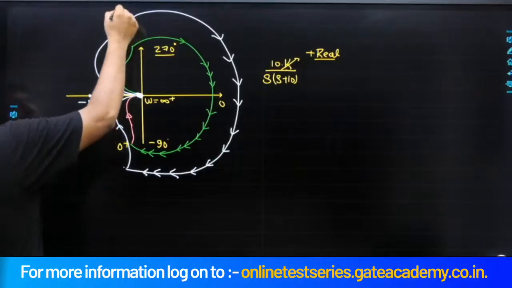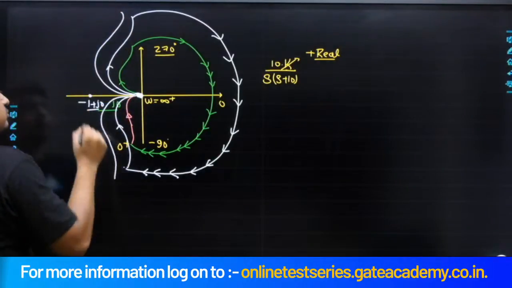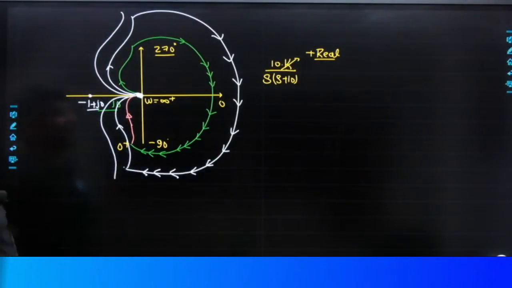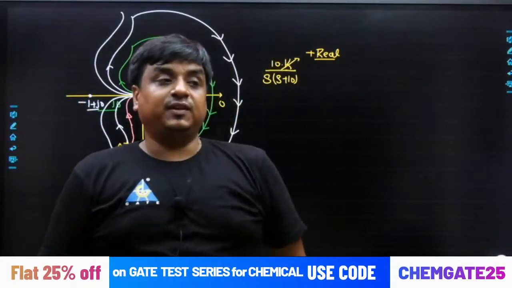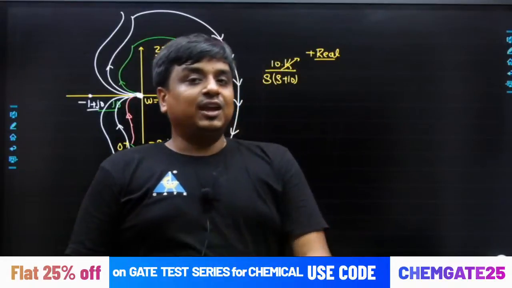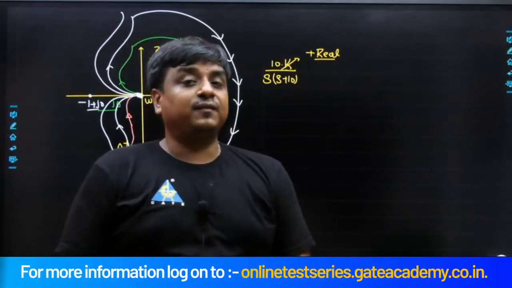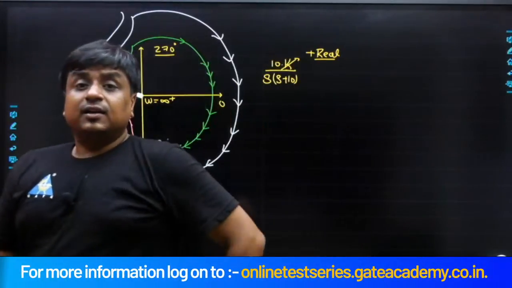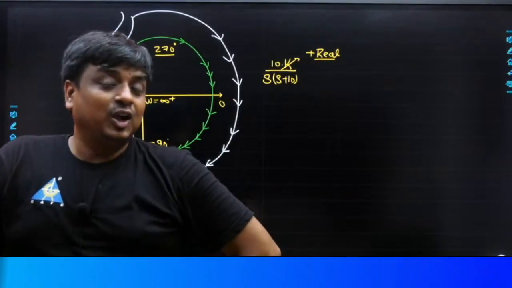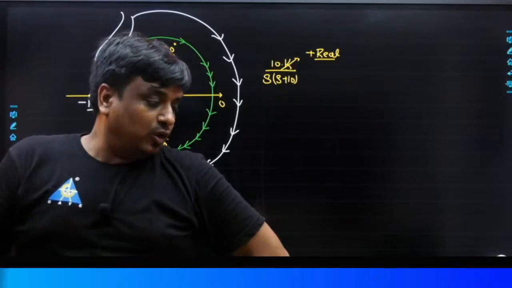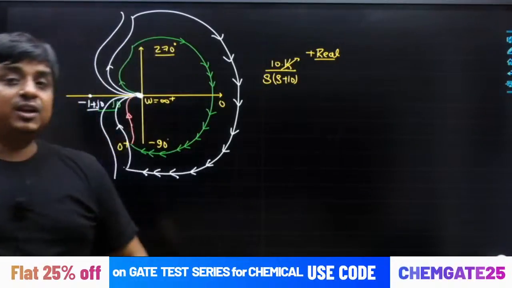All the way, whatever the large value of k we have, minus 1 plus j0 is not going to get encircled. What does that mean? That means the margin in gain is infinity, whether you keep k equal to 2, 5, 10, 50, or maybe 100, at any cost minus 1 plus j0 is not getting encircled. The system is always a stable system. Could you really understand what I am saying?